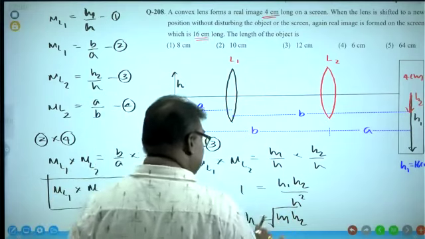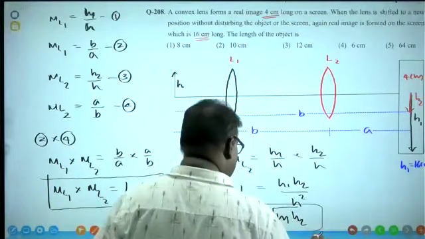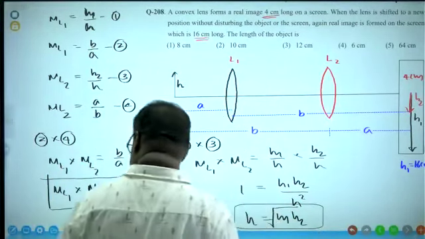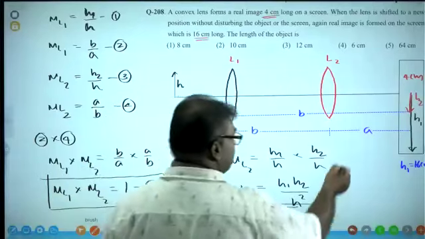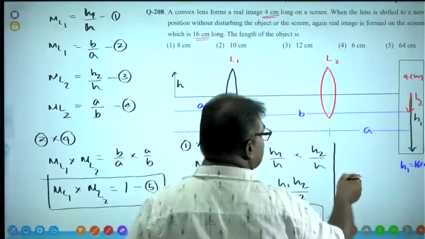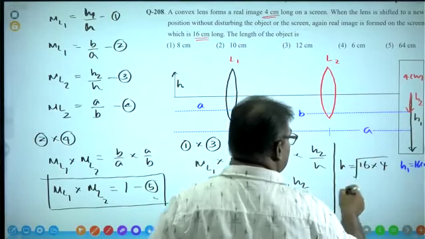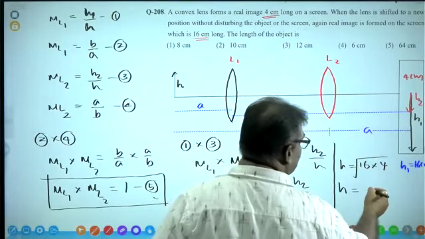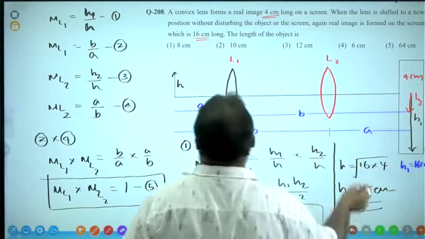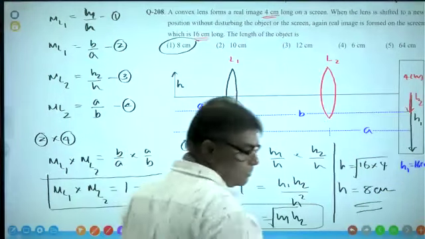If you have enough brain capacity, you can learn this one by heart, no matter. We'll have the final answer. How? Here, according to the figure, H equals root of 16 into 4, no? Then H becomes 8 centimeter. Correct answer is first one.